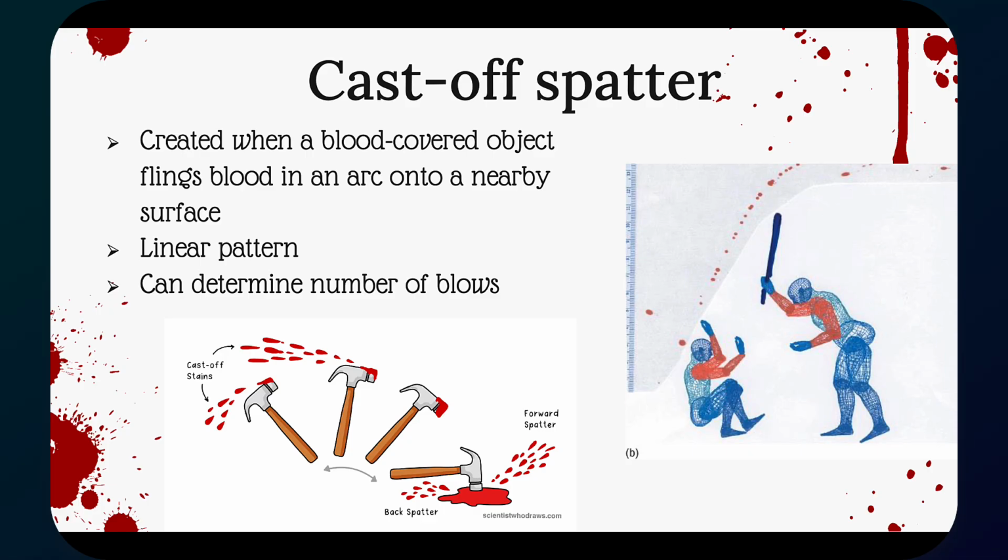A cast-off pattern is created when a blood-covered object flings blood in an arc onto a nearby surface. This kind of pattern is commonly produced by a bloody fist or a weapon between delivering blows, and the spatter is in a linear pattern. The features of the cast-off pattern are affected by the size of the object, the amount of blood, and the direction the object was moving. By counting and pairing forward and backward patterns, you can determine the minimum number of blows that were delivered. Here's an example of cast-off spatter.